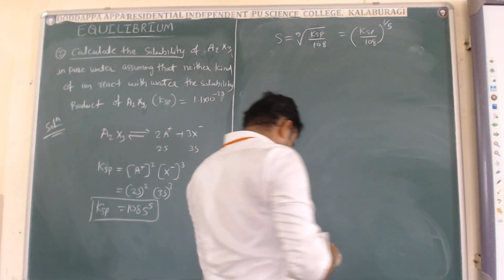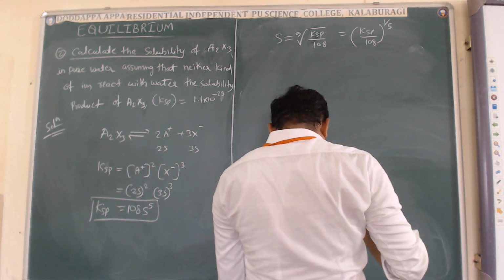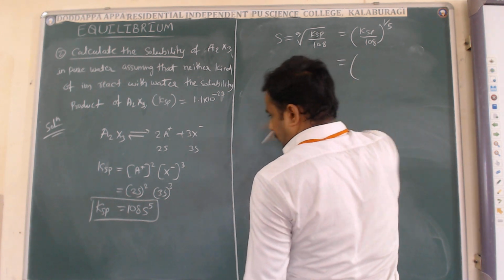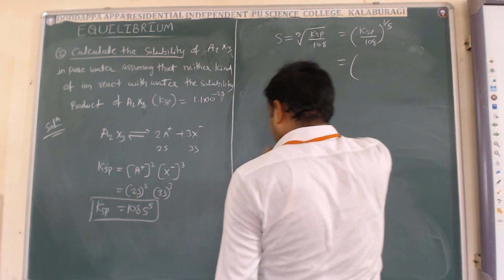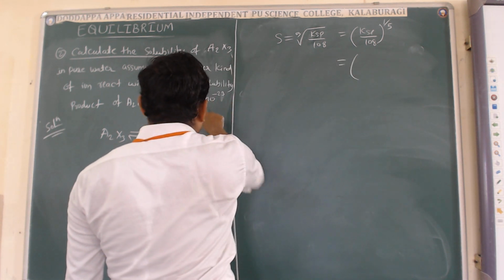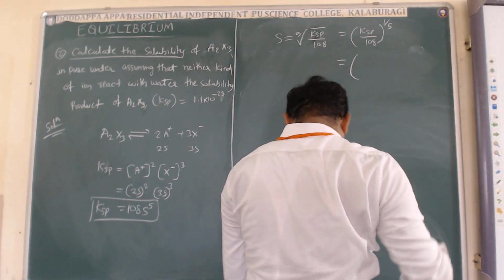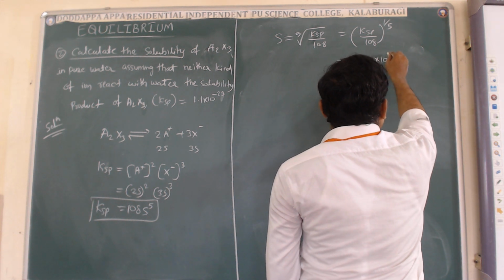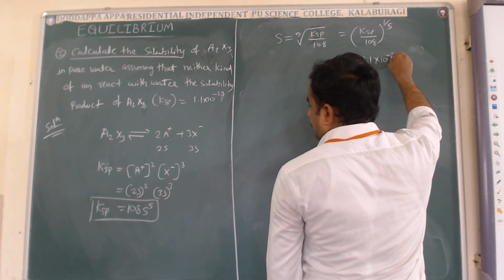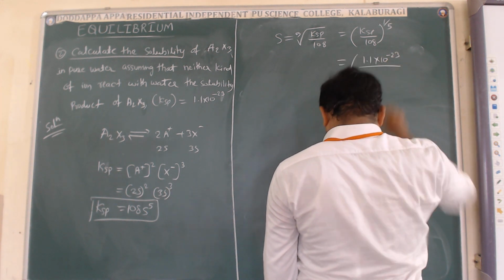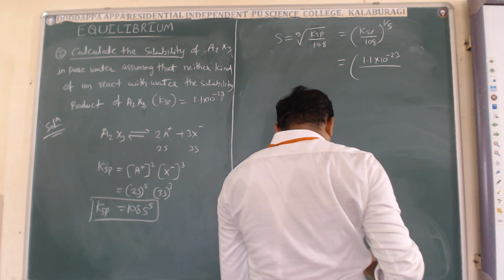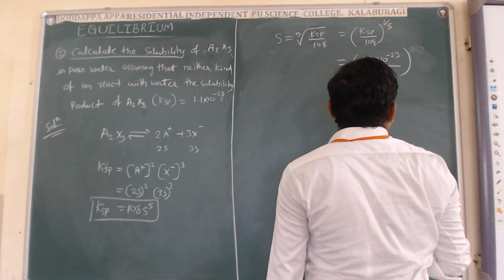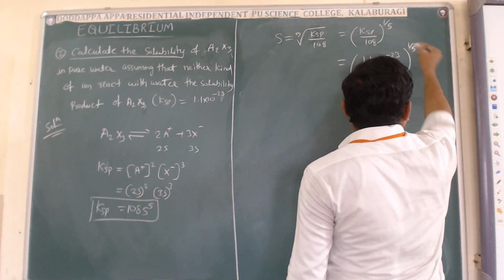Next, you put that value. What is the KSP value here? That value you have to put here. They have given KSP as 1.1 into 10 raised to minus 23. That we have to put here: 1.1 into 10 raised to minus 23, divided by 108, raised to 1 by 5.